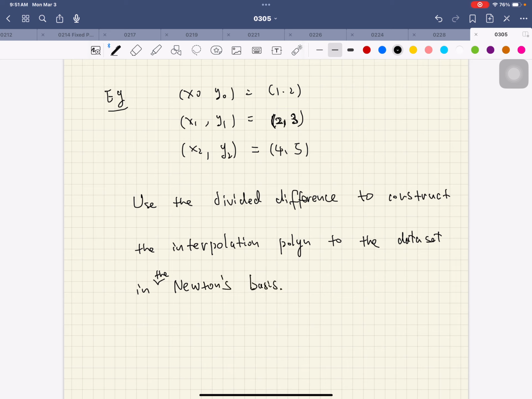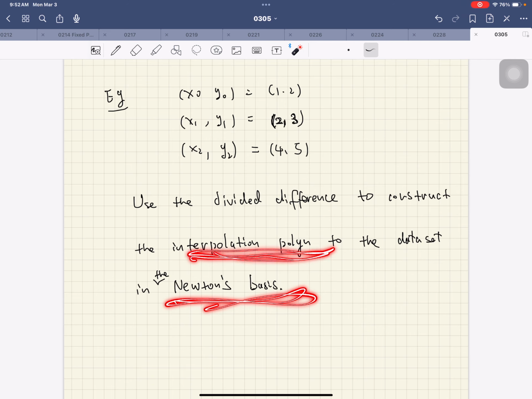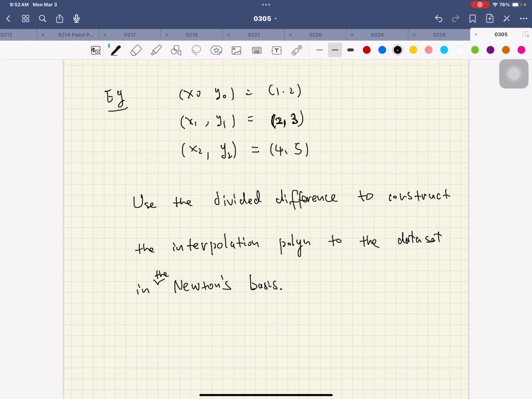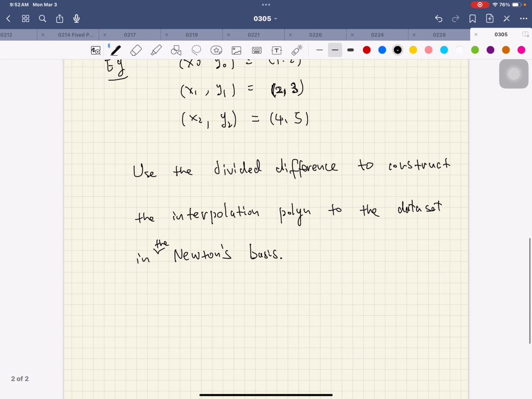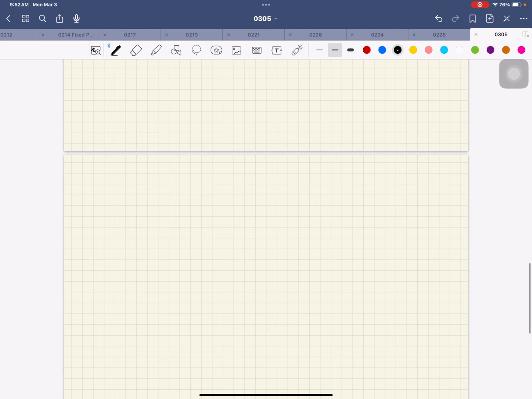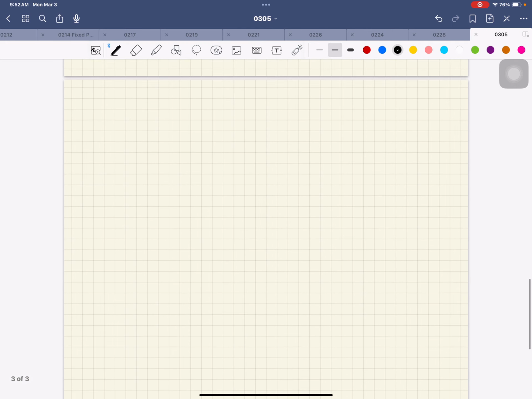Okay, so the question is: given 3 points, we need to consider the Newton basis in polynomial interpolation. But here, instead of using the linear system or solving the lower triangular system, we consider the divided difference. To do this, we just need to use our divided difference table, right? So let me move to a new page and plot this.